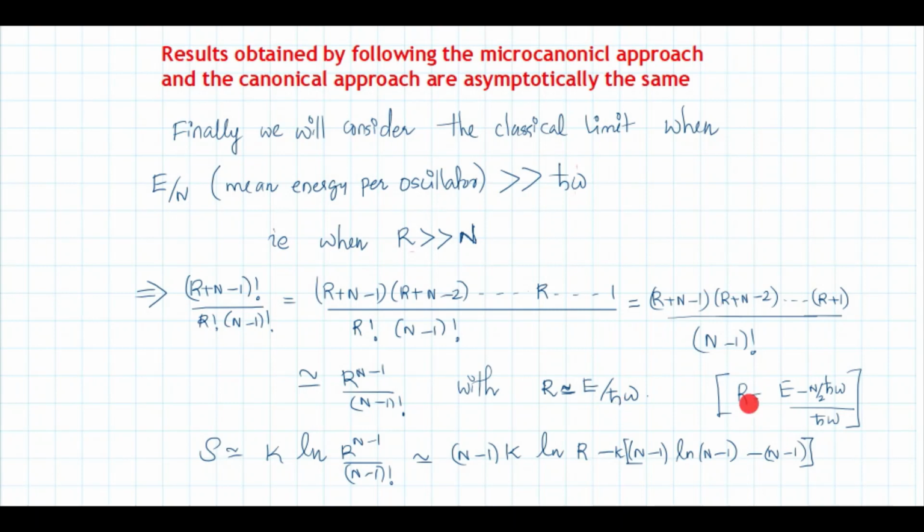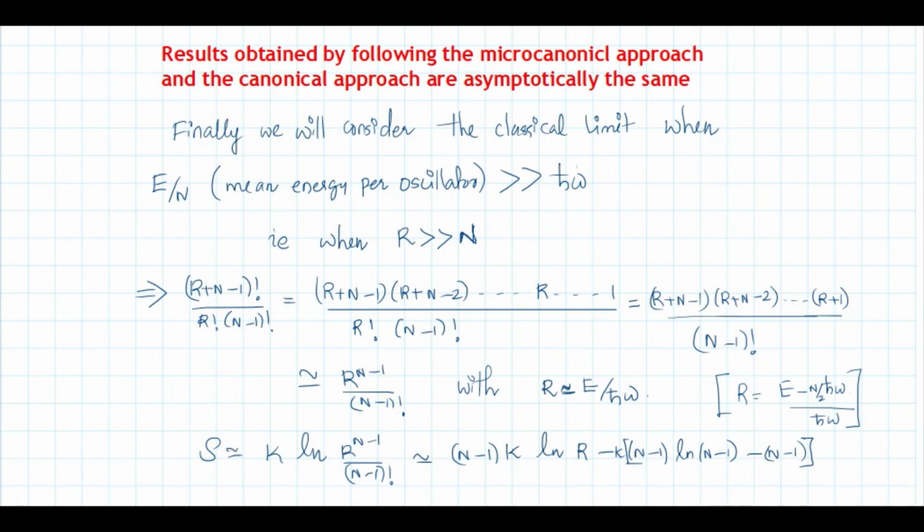With R approximately equal to E by h cut omega. Because actually R is (E minus N by 2 h cut omega) by h cut omega, but this N is very small compared to R. Therefore you can neglect this zero point energy, because we are considering a very large amount of energy. So you can neglect this N by 2 h cut omega. Then R is approximately E by h cut omega.